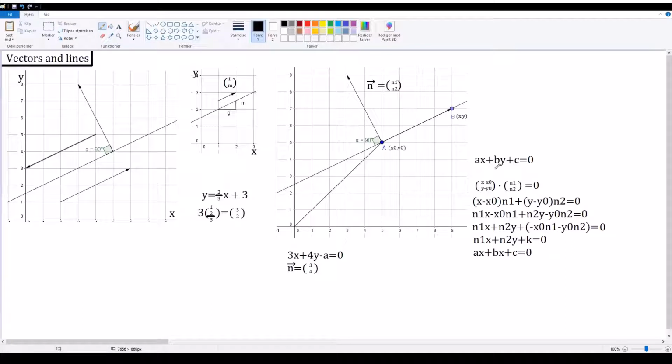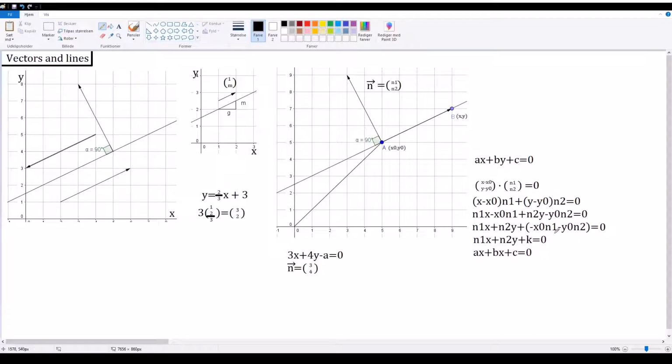We take the equation of a line and we try to end up with that using the knowledge we already have about vectors. So we start with vector AB multiplied by the normal of the line and set that equal to 0. Using the rules of multiplying vectors, we multiply these together, and then we use the distributive law and apply it here. Here we organize it into n1x plus n2y minus x0 n1 minus y0 n2 equals 0.